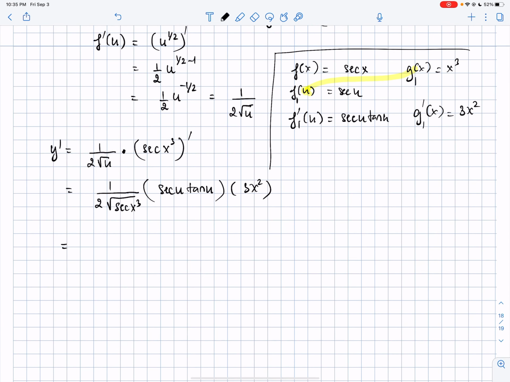Now we replace the u, so I'm going to write 3x squared to the front, and then 2 square root of secant x cubed. Secant u will be replaced by the g1, so that will be 3x squared and tangent of x cubed.